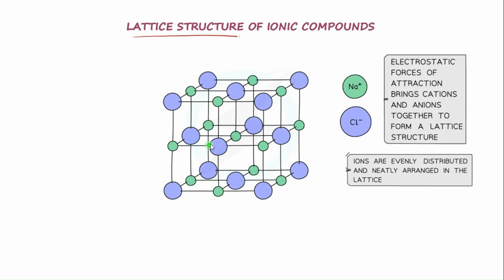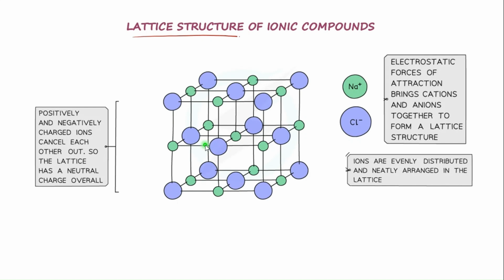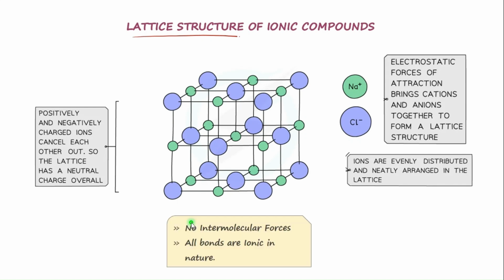And similarly, each chloride ion is surrounded by a sodium ion in all directions. In this crystal lattice, there are no molecules because each ion is bonded together with the other ion. And that's why it has no molecules. And because it has no molecules, there are no intermolecular forces.